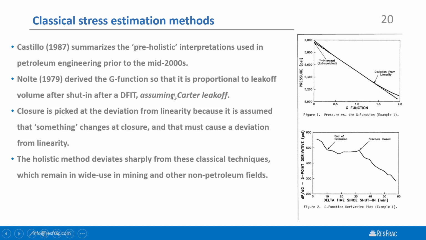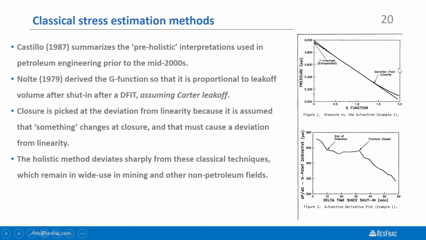The key property, and this is what really matters: if Carter leakoff is taking place, and I'll comment on that later, then the G function is linearly proportional to the volume of fluid leaked off from the fracture after shut-in. So if we go from G time of 0.5 to 1, that means the amount of fluid that's leaked off from the fracture has doubled from here to here, and then it doubles again from here to here.